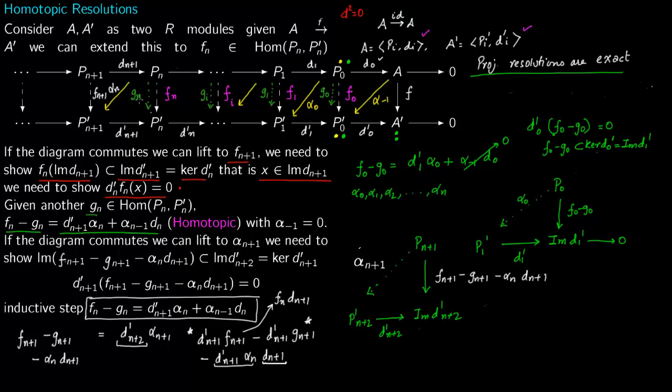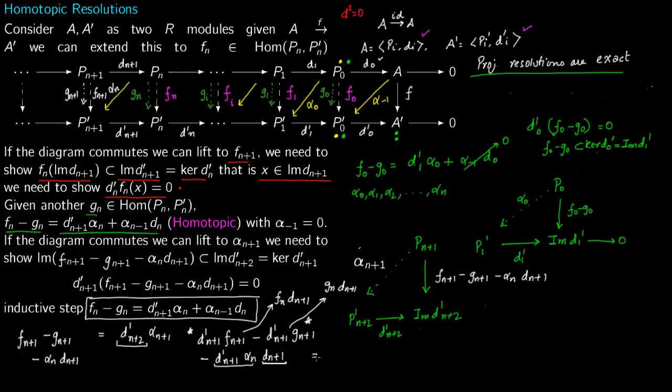So what about this one? You first apply g n plus 1, and then you apply d prime n plus 1. So instead of g n plus 1 then d prime n plus 1, you first apply d n plus 1 and then you can apply g n. So we are going to replace this again by first applying d n plus 1 and then g n. So let us make this substitution right here.